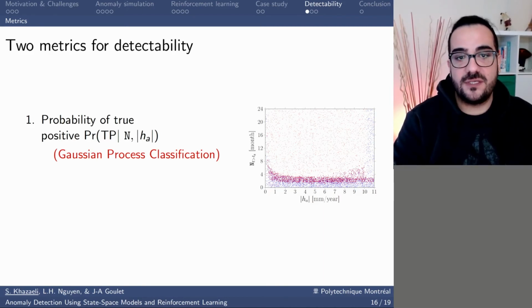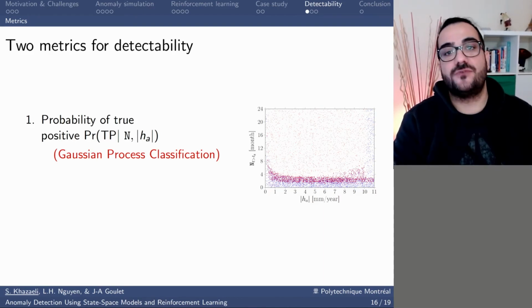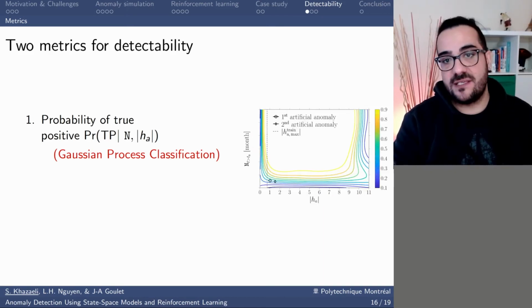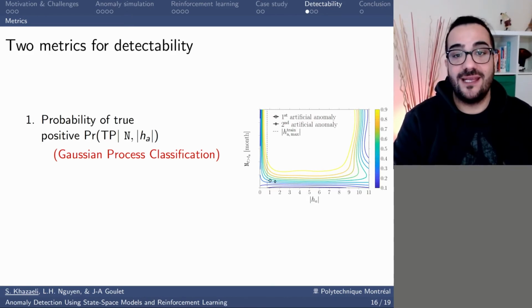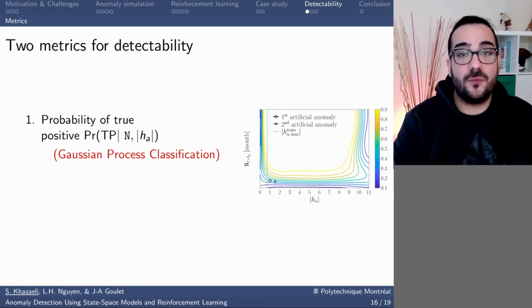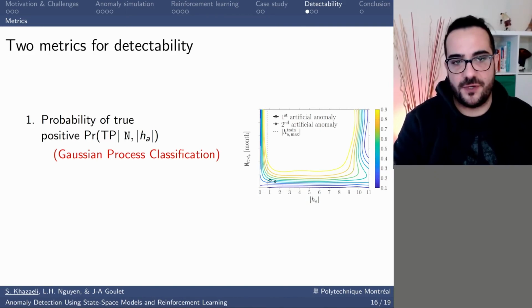So here we can use the GPC, or Gaussian process classification, to carry out the binary classification to create the decision boundaries. The figure shows the results of the GPC and the decision boundaries for triggering the alarm. Any point on the graph indicates the probability of triggering the alarm with respect to the anomaly height. The two artificial anomalies we introduced earlier are shown by the circle and the diamond marks. For the current agent, the probability of detecting such anomalies is around 40%.